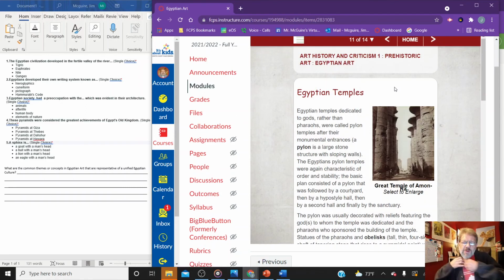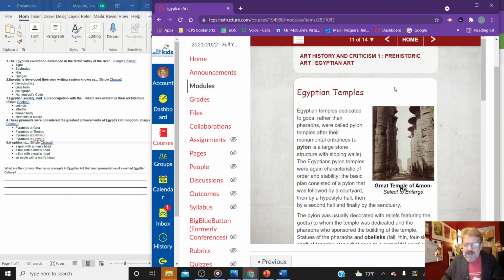The Egyptian temples dedicated to gods rather than the pharaohs were called the pylon temples. Again, this is a reflection of those religious aspects and how these different themes are expressed through their religion. A pylon is a large stone structure with sloping walls. The Egyptian pylon temples were again characteristic of order and stability.